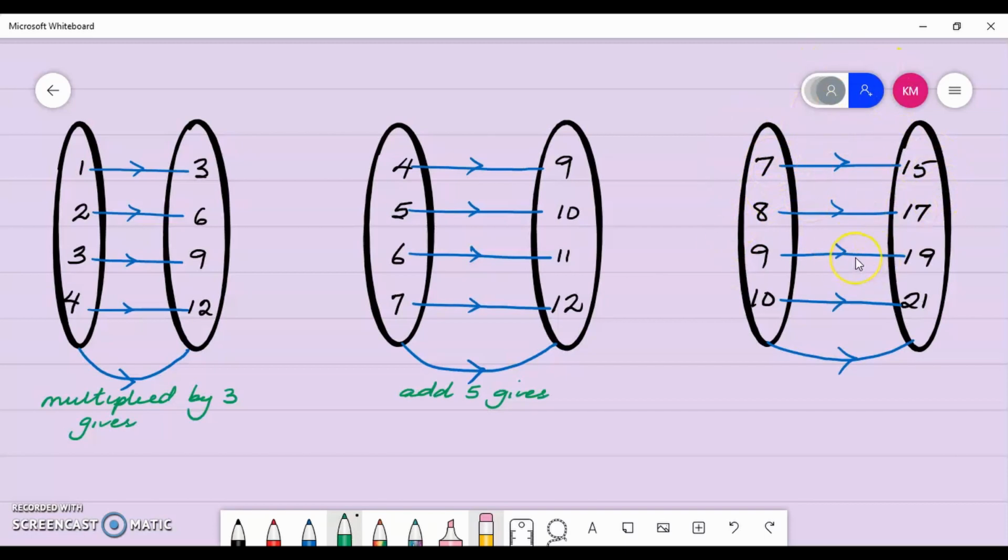My third arrow diagram shows that 7 goes to 15, 8 goes to 17, 9 goes to 19, and 10 goes to 21. So this one is a little more challenging because I need to multiply each one of my domain elements by 2 first and then add 1. Let's double check that.